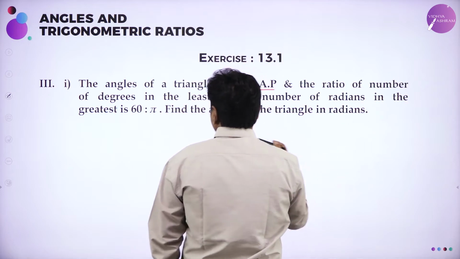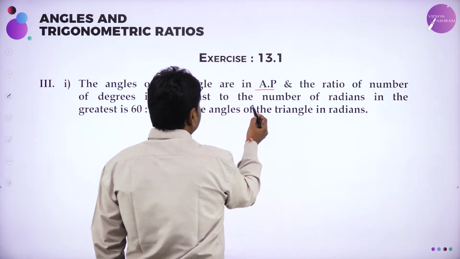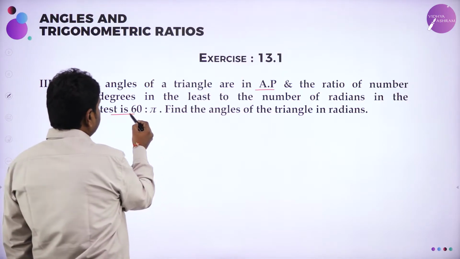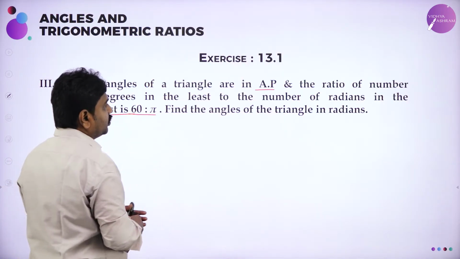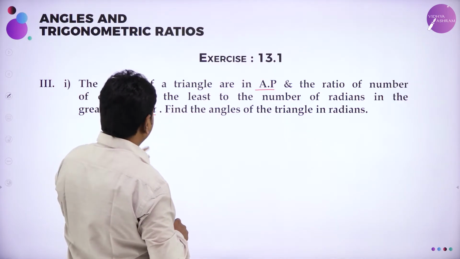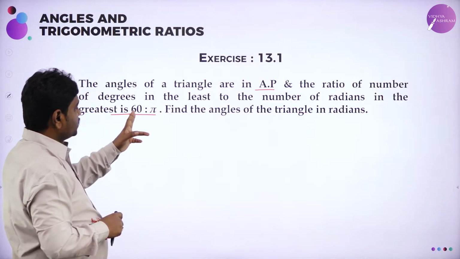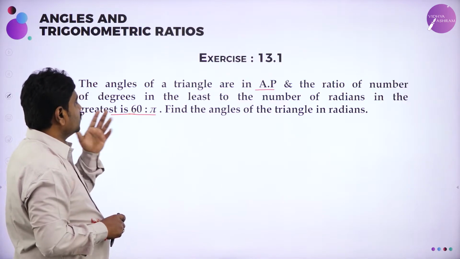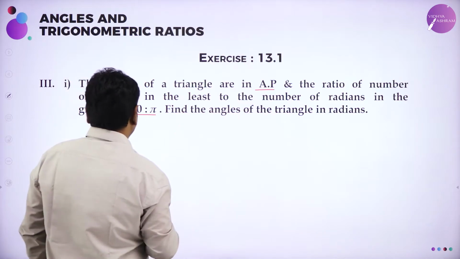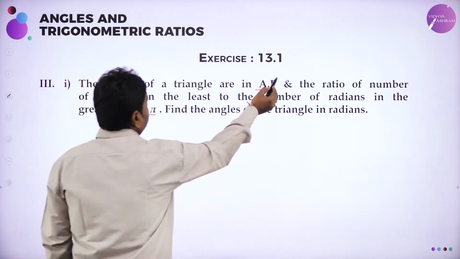Then the angles of a triangle are in AP, arithmetic progression. The ratio of number of degrees in the least to the number of radians of the greatest is 60 by pi. So they told the ratio of degrees in the least to the number of radians in the greatest. So one is in degree, one is in radians. 60 is to pi. Find the angles of a triangle.